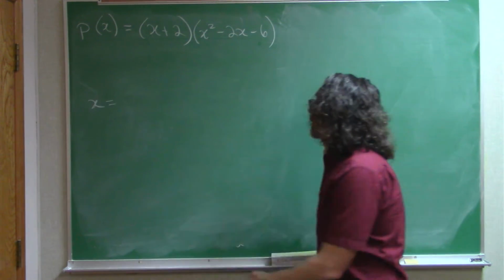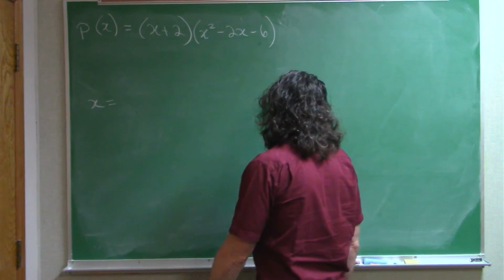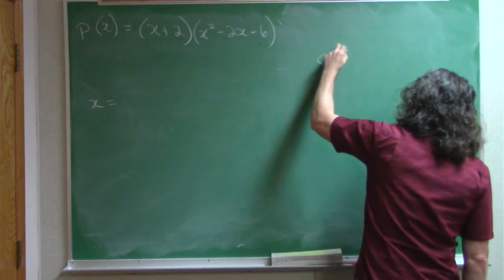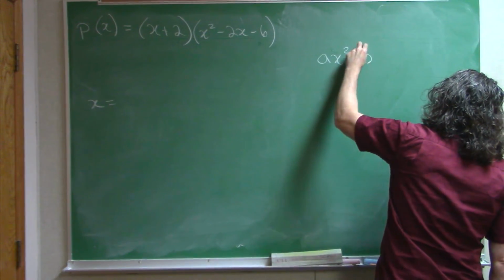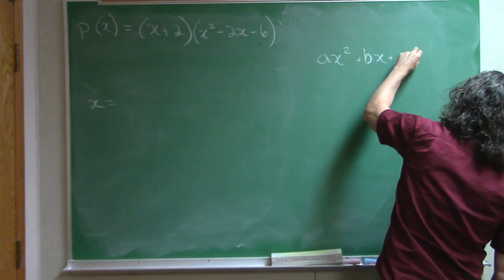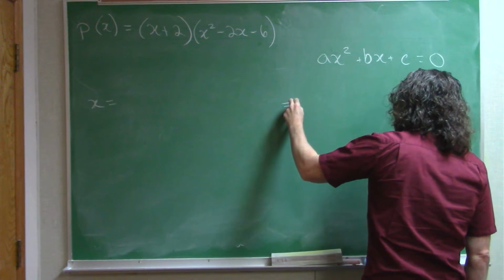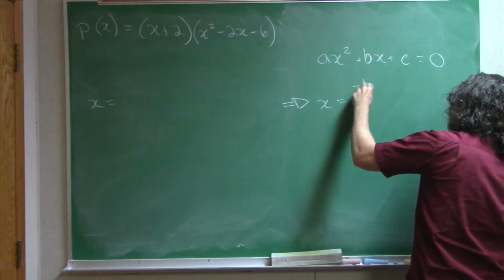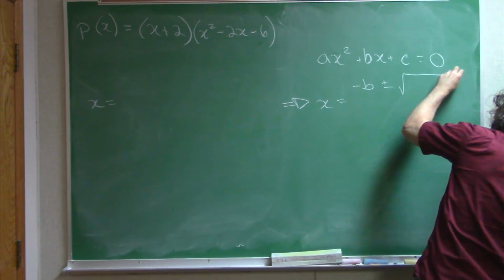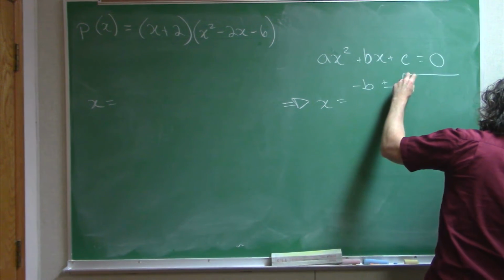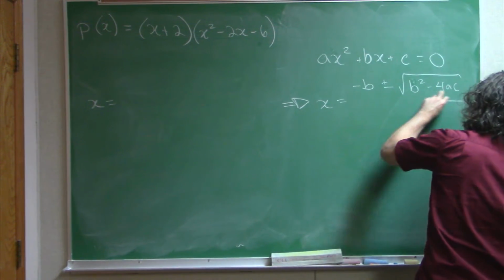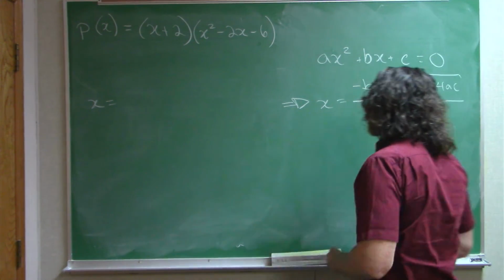Quadratic formula tells me that, and of course we know what it is, but I'll write it down just to make sure we're all on the same page. ax squared plus bx plus c equals 0. The quadratic formula says if that's true, then x can be found by doing this. -b plus or minus square root of b squared minus 4ac, whole thing over 2a.